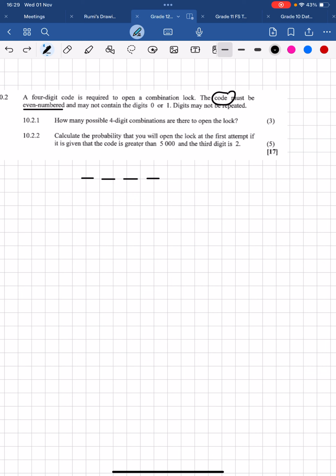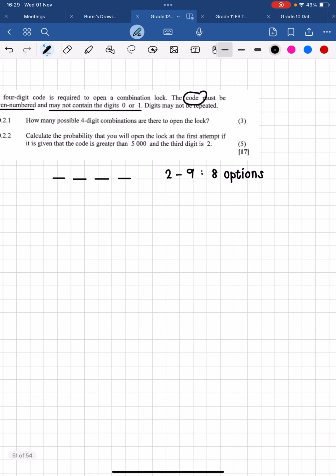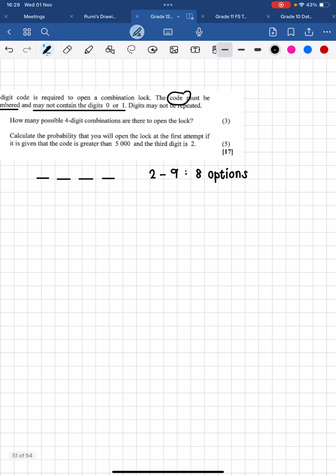Then they're throwing a spanner in the works here. They're saying may not contain the digits 0 or 1. So this entire code can't have a 0 or a 1. So how many numbers do we actually have to choose from? We can only choose a number from 2 to 9. We can't choose 0 or 1. So we actually only have 8 options in total. 8 numbers that we can choose from for this code.